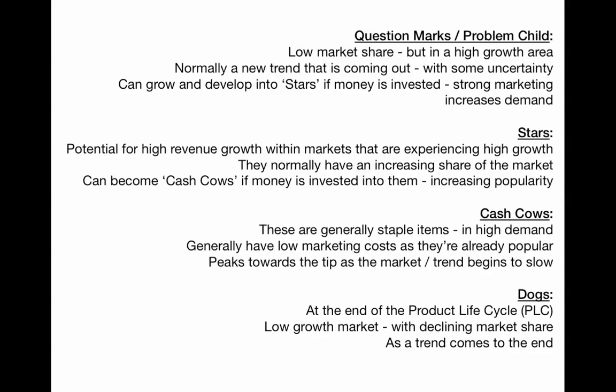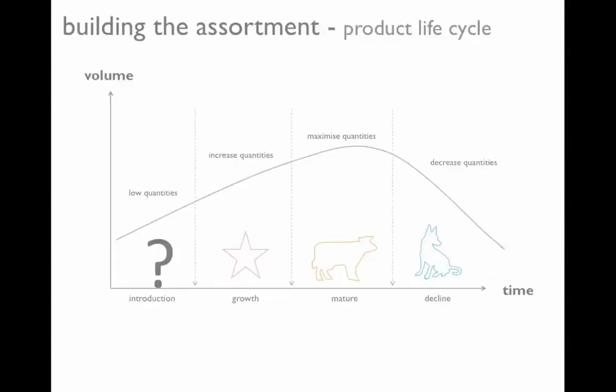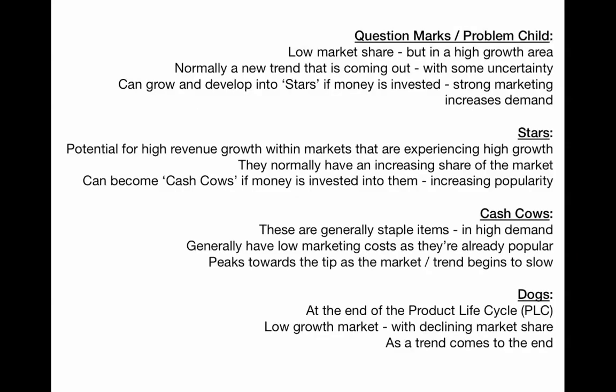Okay, so these are the 4 areas. I'm going to talk through them one at a time, and I've positioned them in the order, as you can see here, in the order that they present themselves on the product life cycle. So starting with the question marks, then moving on to stars, cash cows and dogs. Okay. So the question mark, they're sometimes referred to as problem child as well. So some matrices, for some reason, call them problem children. Some call them question marks.